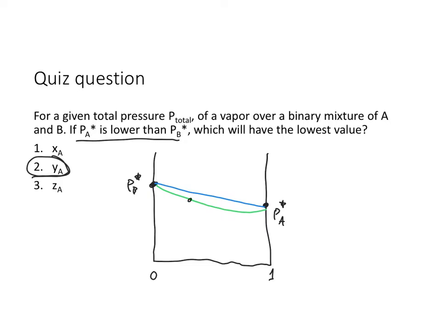Okay? So if I draw a tie line for P total, here's P total, then that means that Z is going to exist somewhere in there. So there's Z sub A, and then here's going to be X sub A, and then here's going to be Y sub A. Notice that it's Y sub A that is the lowest value, and that's why that's the correct answer.